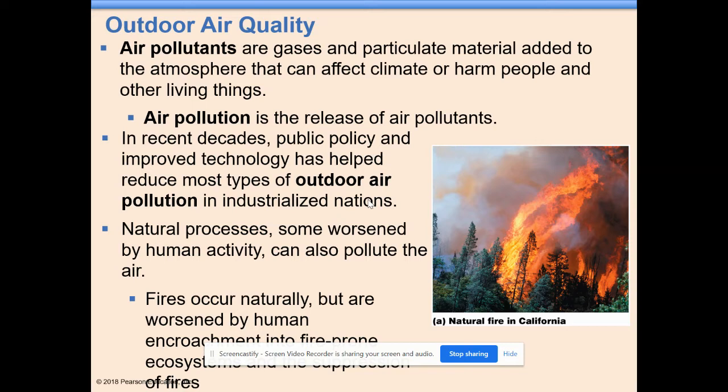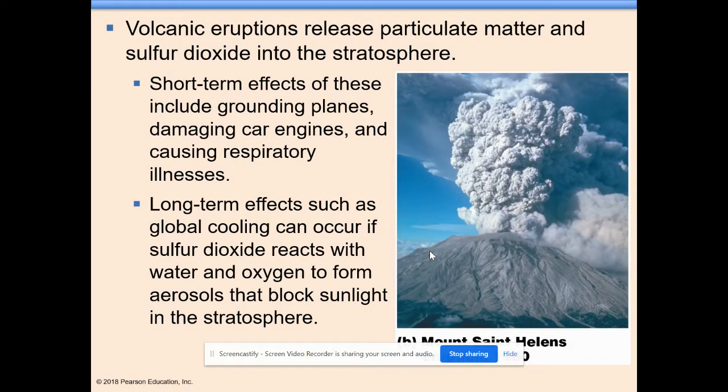Typically we look at industrialized nations for the highest level of outdoor air pollution. And that's because of our production of energy and our use of technology like cars. Natural processes, though, can occur like forest fires. They can pollute the air as well. As we've seen in California, the forest fires can cause a lot of damage to people's lungs and also damage to surrounding plants as well.